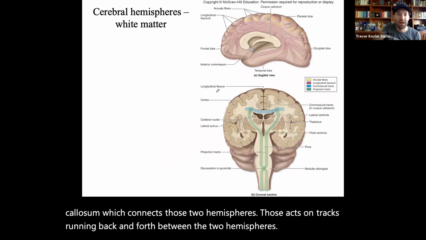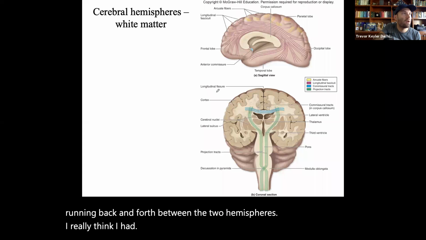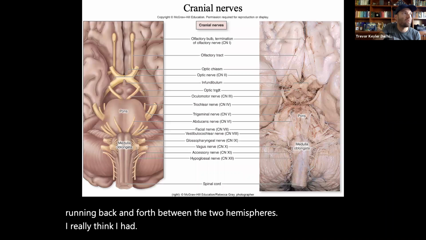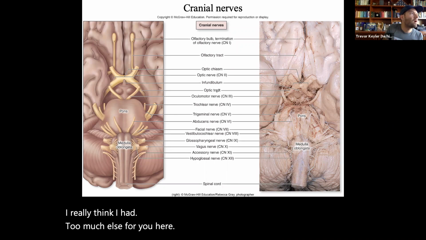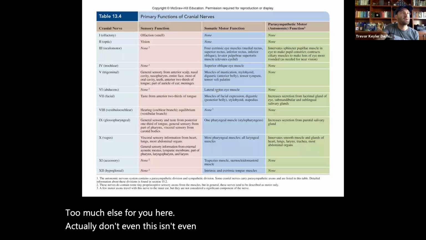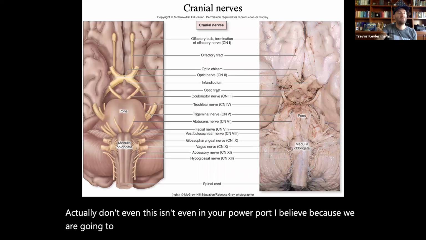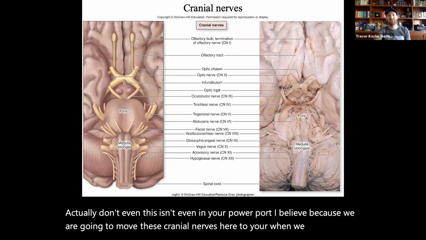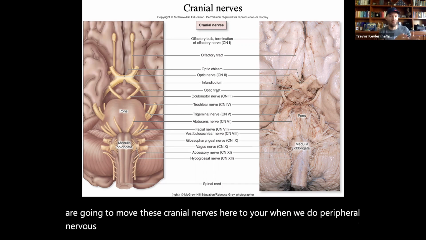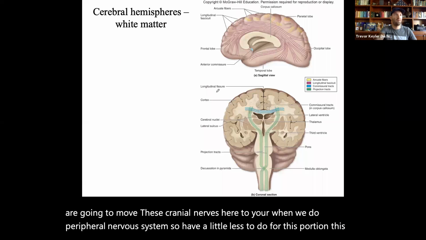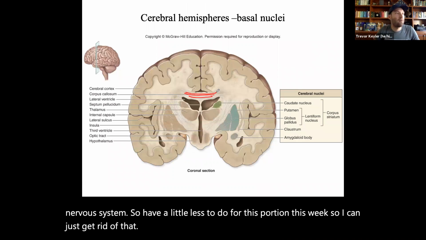I don't really think I had too much else for you here. Actually, this isn't even in your PowerPoint, I believe, because we are going to move these cranial nerves here to when we do peripheral nervous system. So I have a little less to do for this portion this week. So I can just get rid of that. So that is all I got for today.